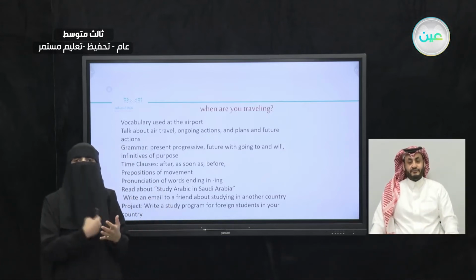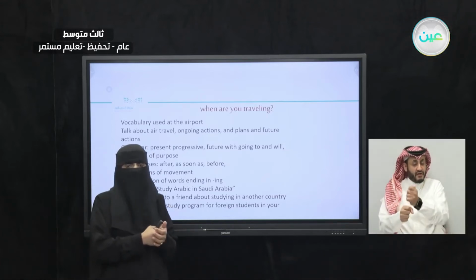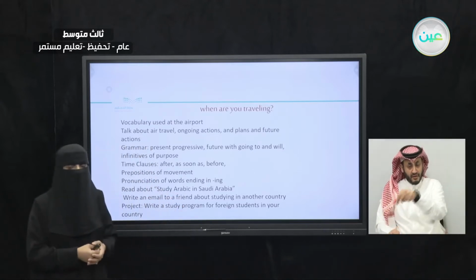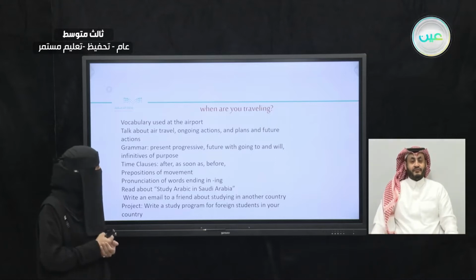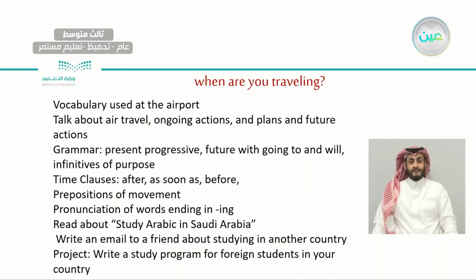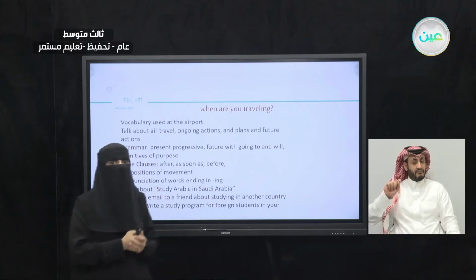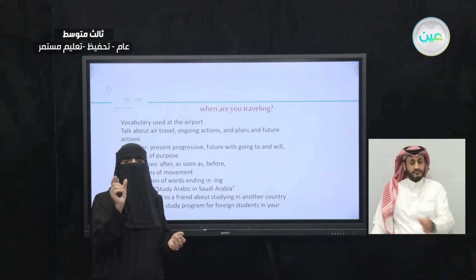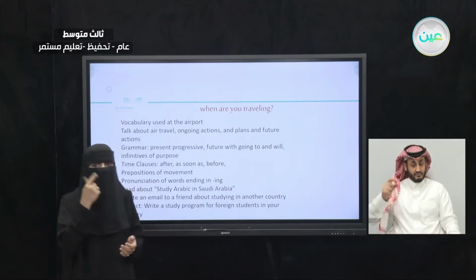Excellent. Do you remember the grammar we covered? Yes, we talked about the present continuous, the present progressive. We talked about it. How to use it to talk about now and also for future events. We also covered will. When do we use will? When do we use the present progressive to talk about future events? Also the pronunciation of verbs that end with ing. How do we pronounce it?